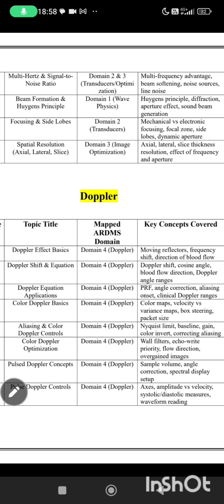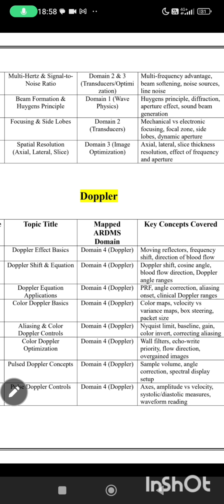So if color gain is too low, you will not see the blood flow. It will be missing. When color gain is too high, it will overwrite. There will be color bleeding artifact, outside the vessel. What happens if the PRF or scale is too low? Aliasing. What happens if the PRF or scale is too high? It will miss the actual flow.